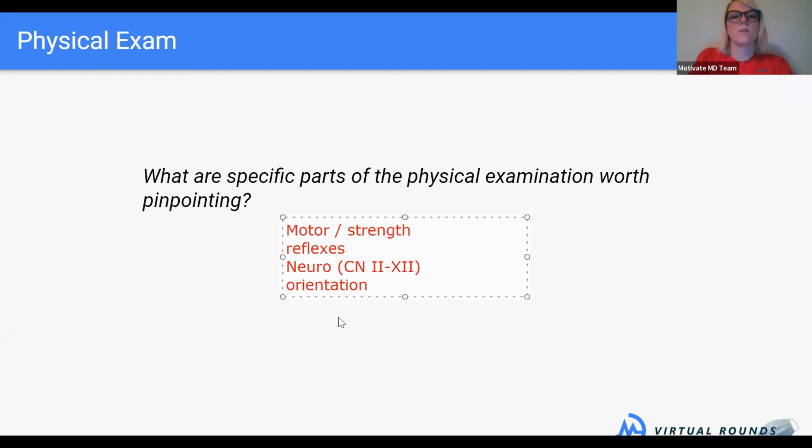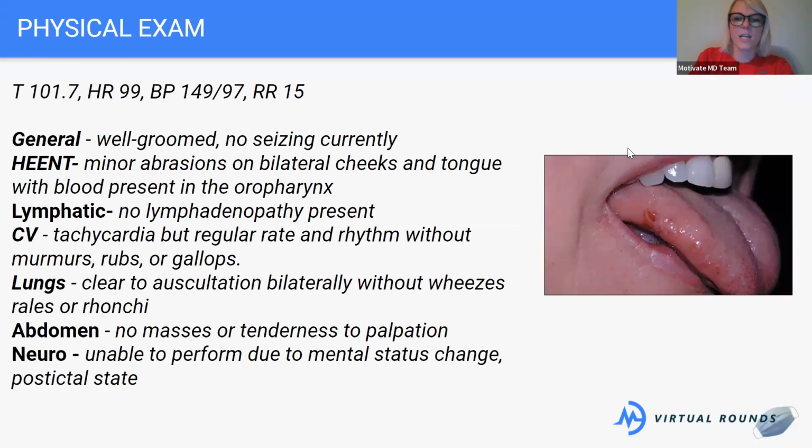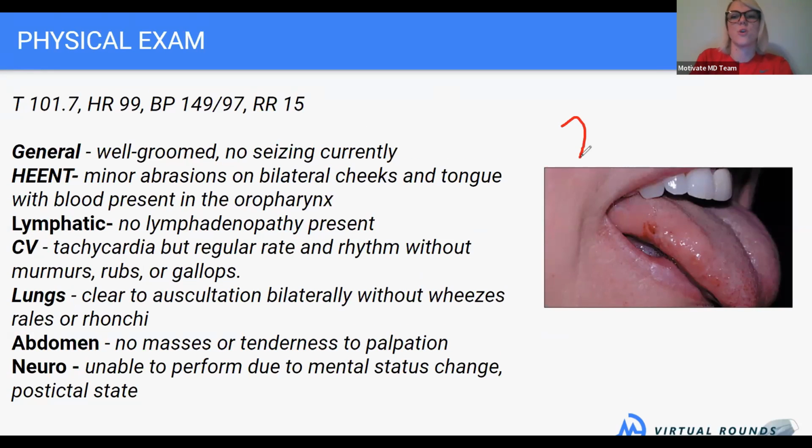All right, so let's go on to our physical exam here, and like you guys anticipated, this gentleman did bite his tongue, so that's what's showing right here. But this patient has a fever, is tachycardic. Blood pressure is a little bit high, but the patient is well groomed, not seizing currently, which is great. Minor abrasions on both of the patient's cheek and tongue with blood in the oropharynx.